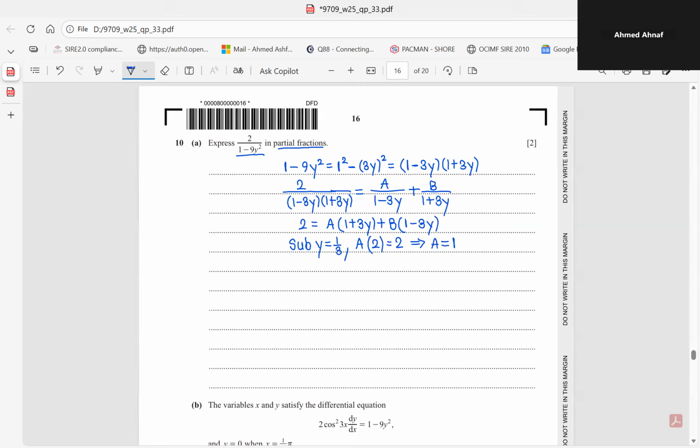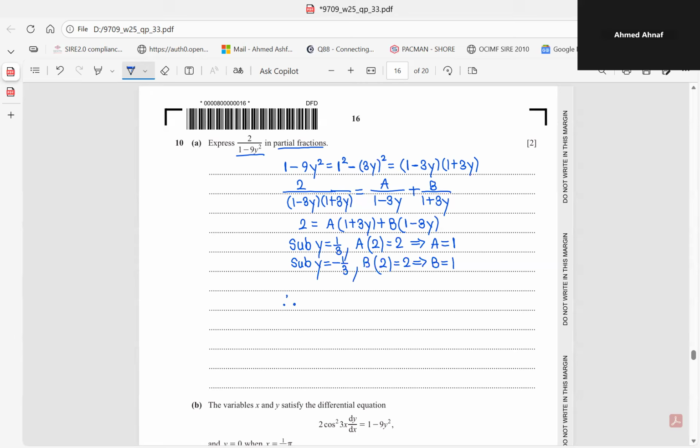Now that we made this 0, we have to make the other factor 0 as well. To make this 0, if you solve it, you'll get y equals negative 1/3. So now we'll substitute y equals negative 1/3. Since this will be 0, A would be gone, so we'll only have B times 1 minus 3 times negative 1/3. That would give you 2 equals 2B. Hence, B would be equal to 1. Let me double check that. Yes, that would be 2. So B equals 1.